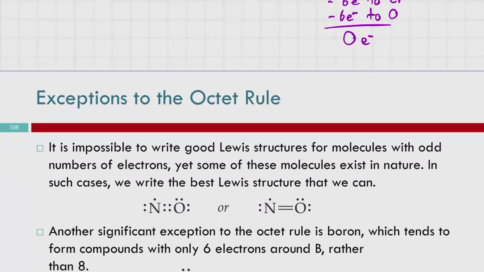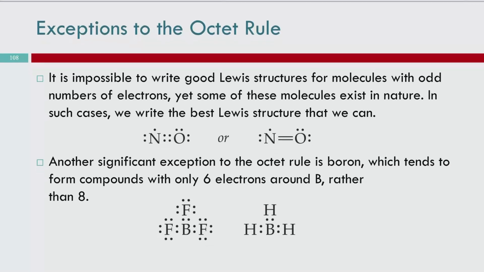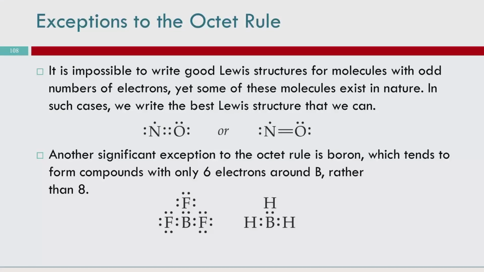Okay, there are also some exceptions to the octet rule. For example, there are some Lewis structures that we just cannot write a good Lewis structure for. Things with odd numbers of electrons, some of these molecules exist in nature, we're going to ignore them. We would just do the best that we can.